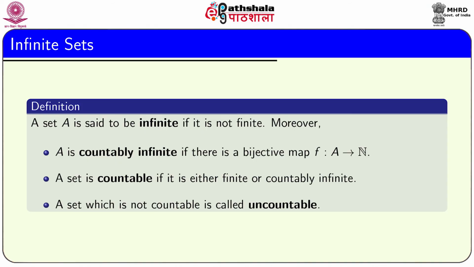As expected, a set A is said to be infinite if it is not finite. Moreover, A is countably infinite if there is a bijective map f from the set A to the natural numbers. A set A is countable if it is either finite or countably infinite. In case a set is neither finite nor countably infinite, then it is called uncountable.